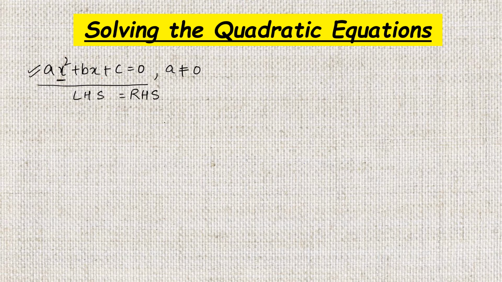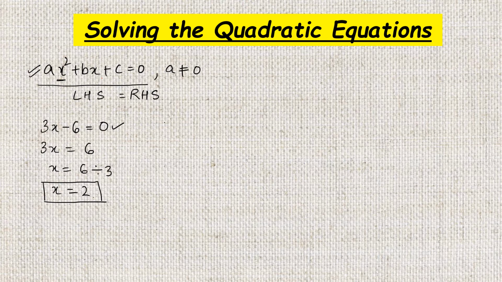Let me give you an example of linear equation to make this concept more clear. Consider the equation 3x minus 6 equal to 0. You must be knowing how to solve this equation. 3x is equal to 6, x becomes 6 divided by 3, and so the value of x is 2. Now this is the solution of this linear equation.